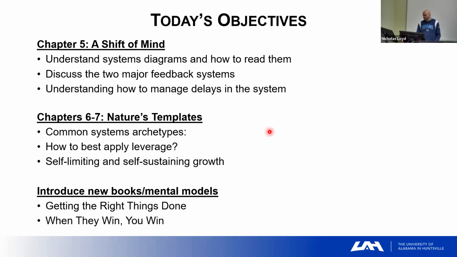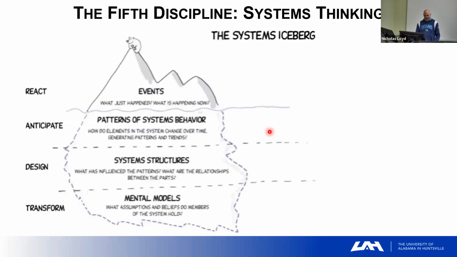So that's my goal for tonight: to hit on chapters 5, 6, and 7, introduce the systems diagrams and the systems thinking language and what that means and how we can use that to start to visualize the big picture cause and effects, and then introduce the other 2 books.